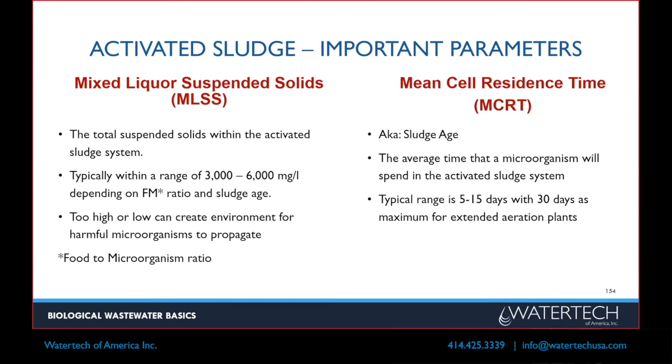MCRT, sometimes called sludge age, is basically how old the sludge is, that bacteria within your system. The typical range is 5 to 15 days. If the sludge is too old, you have problems. If the sludge is too young, you have problems as well. And when I say sludge, it really means this mixed liquor, how much bacteria you have in your system, how old it is, those sorts of things.